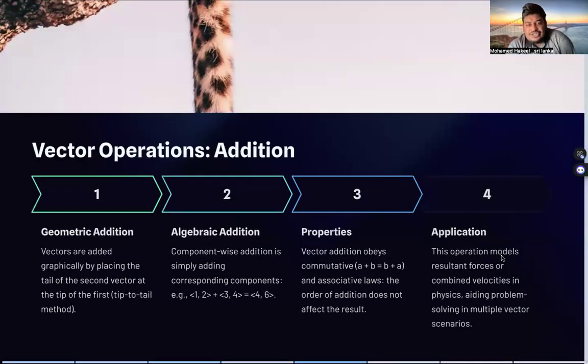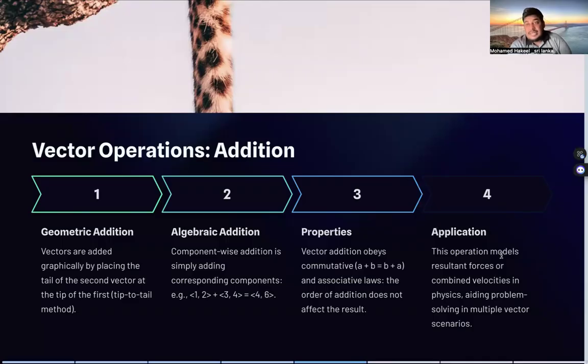Vector operations: addition, geometric addition, algebraic addition, properties, application. Now, if we take geometric addition, vectors are added graphically by placing the tail of the second vector at the tip of the first, the tip to tail method.